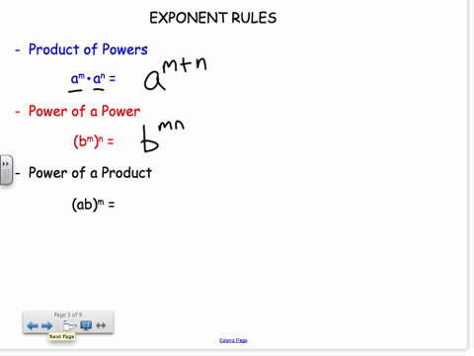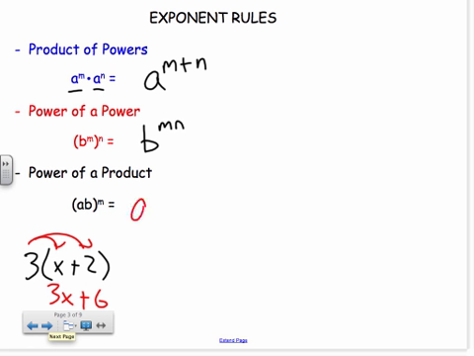And the power of a product, it's kind of like your distribution property. So for example, when we had something like 3 times x plus 2, remember how we distributed the 3 and got 3x plus 6, because 3 times x and 3 times 2. The same thing kind of works for the power of a product. We basically just distribute the m power. So I would take a to the m times b to the m.